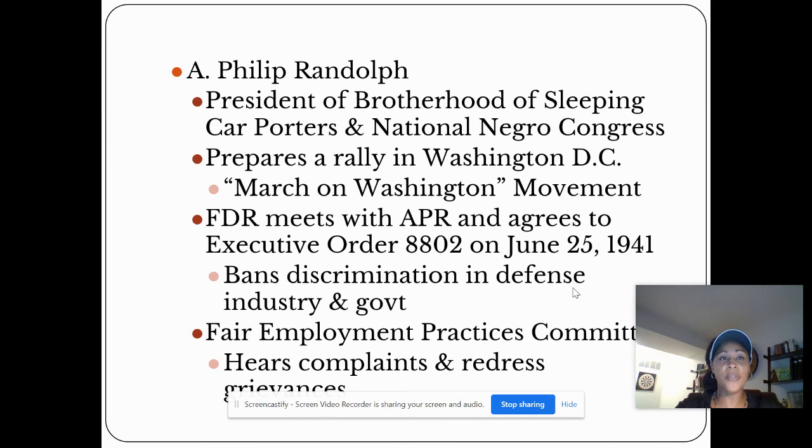FDR meets with Mr. Philip Randolph and agrees to Executive Order 8802 on June 25th, 1941, which bans discrimination in defense, industry, and government. So keep in mind, the military is still very much segregated. Many African Americans are not able to move up to high ranks in the military during World War II as well.